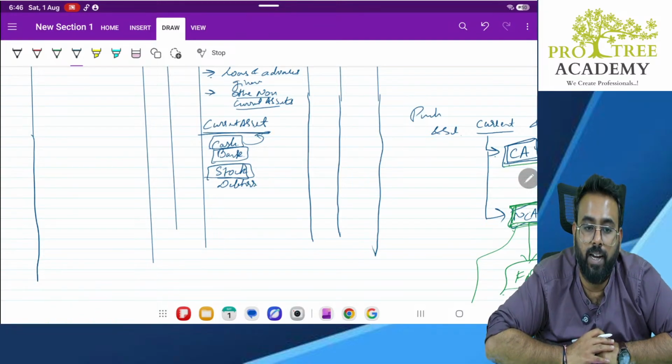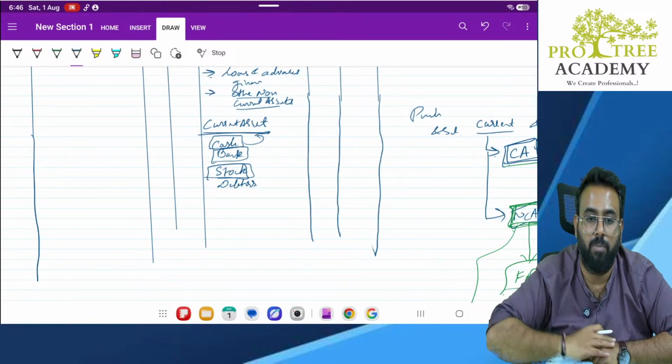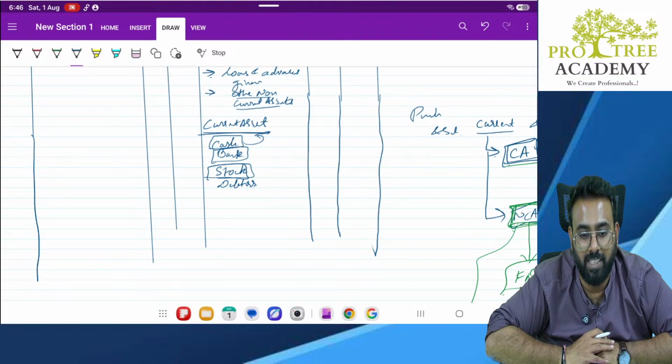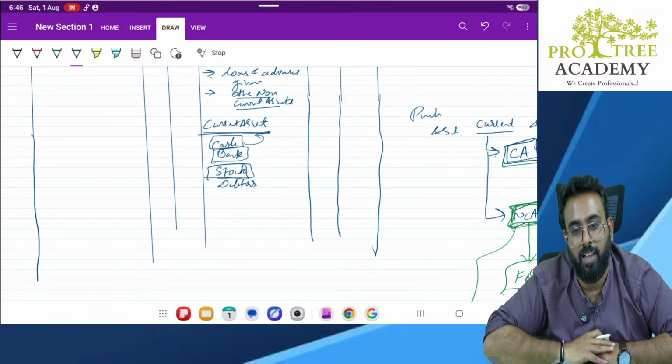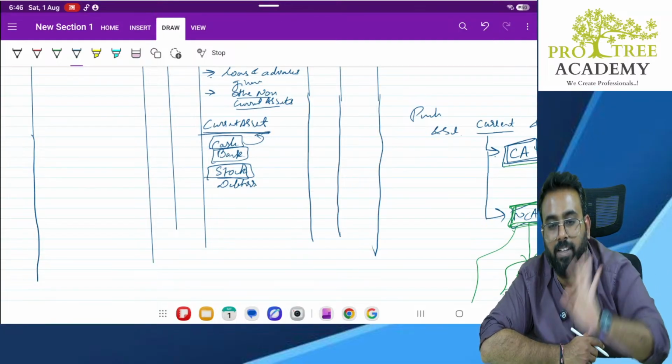Sir, why is it shown under current assets? Because you will not hold and keep the stock for 3 years. You will always try to sell it within the next 12 months. Correct or no? If you keep it for 3 years, the stock will get expired. If you keep stock for more than 12 months, that means you are not doing the right business, or you are not doing the business the right way.